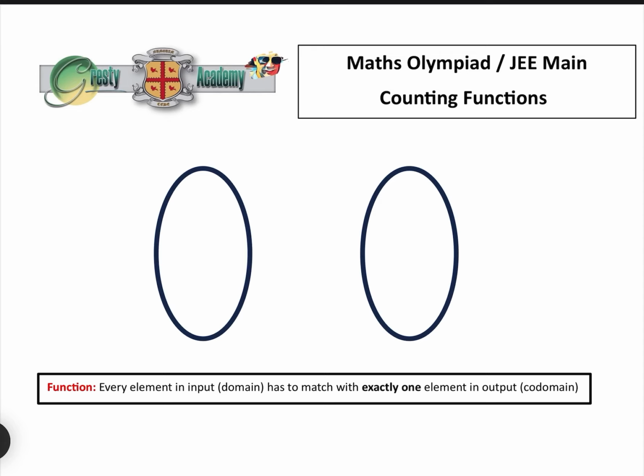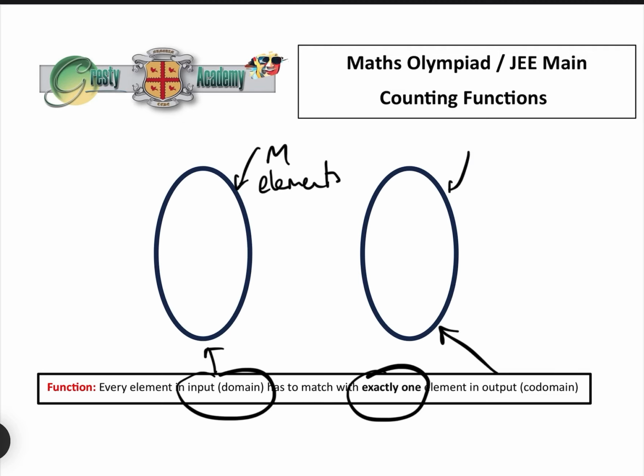Well, just to recap, a function is defined as every element in the input, or the domain here, has to match with exactly one element in the output, the codomain here. So let's imagine that we have m elements in here and we have n elements in here. Then, given no constraints whatsoever on how the function can be produced, we would be able to count n to the power of m possible functions.